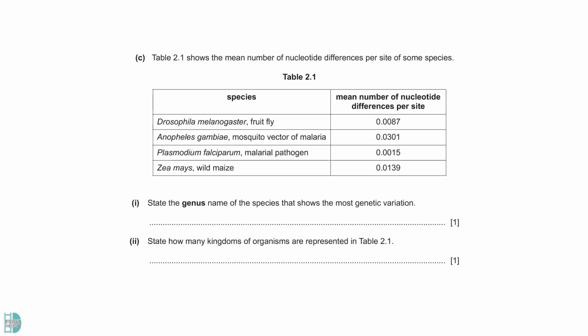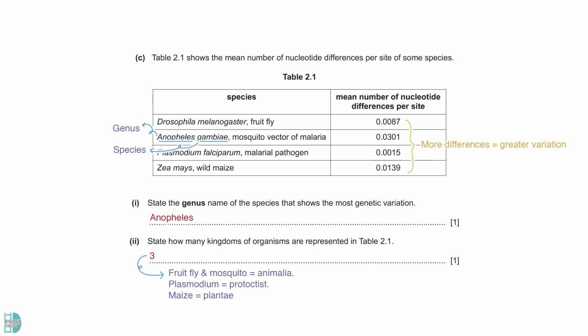Table 2.1 shows the mean number of nucleotide differences per site of some species. Higher differences indicate a greater variation in the species. Anopheles gambiae shows the most genetic variation. Its scientific name is composed of two parts, the genus and the species. The first word is the genus. The first two organisms belong to the kingdom Animalia. Plasmodium is a protoctist. Zea mays belongs to Plantae. So, there are three kingdoms represented.